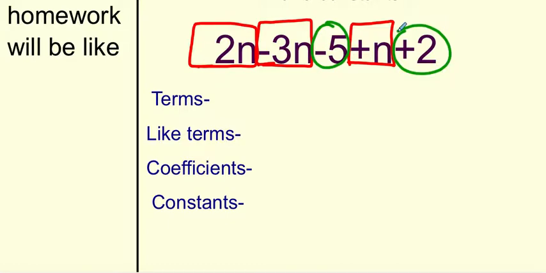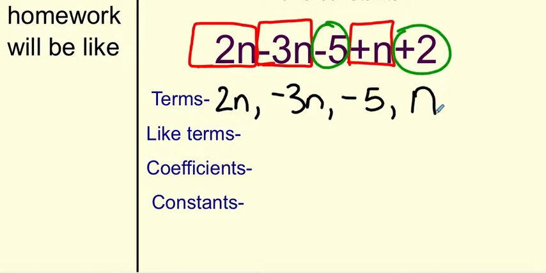They don't have variables. When I look at this, I have 5 different shapes. That means I have 5 different terms. Those terms are 2n, -3n, -5, positive n. And remember, if I see it, there's a 1 there. So if I can see it, it's like having a 1 in front of it. And then the +2. Which one of these are like terms?